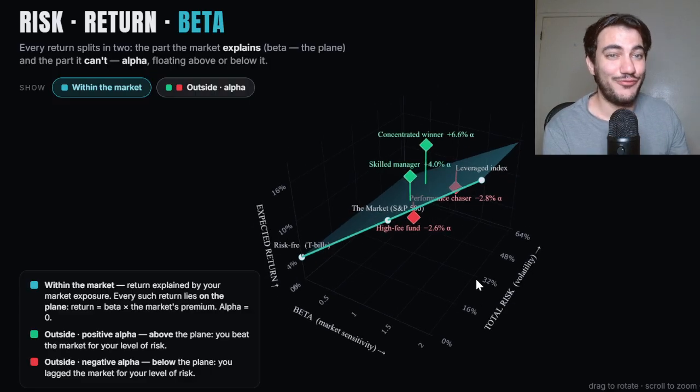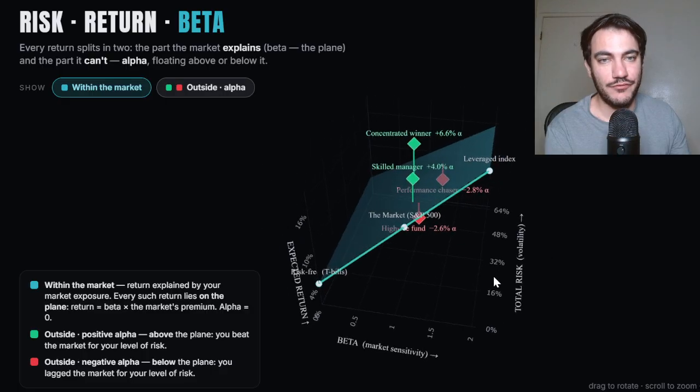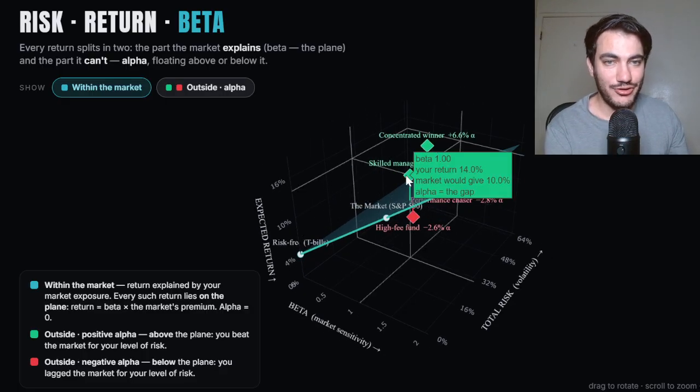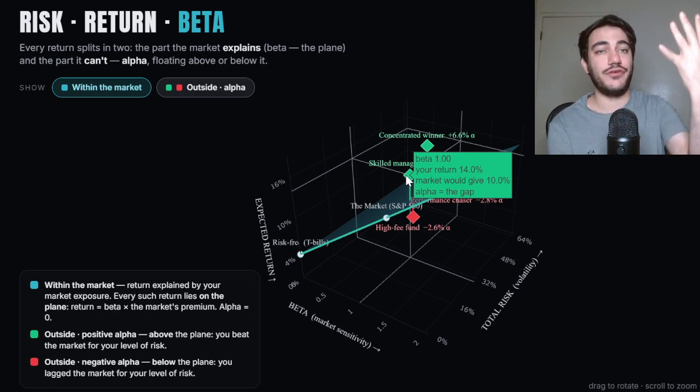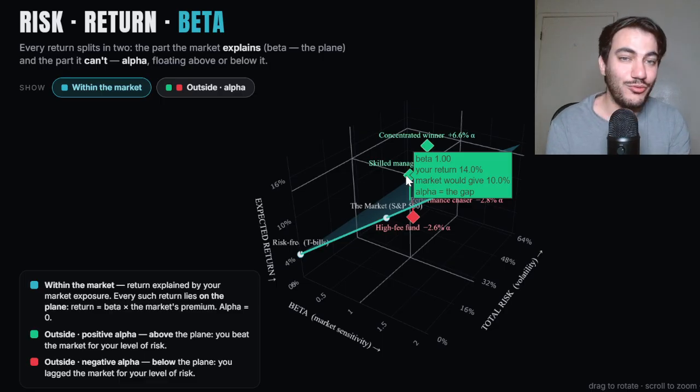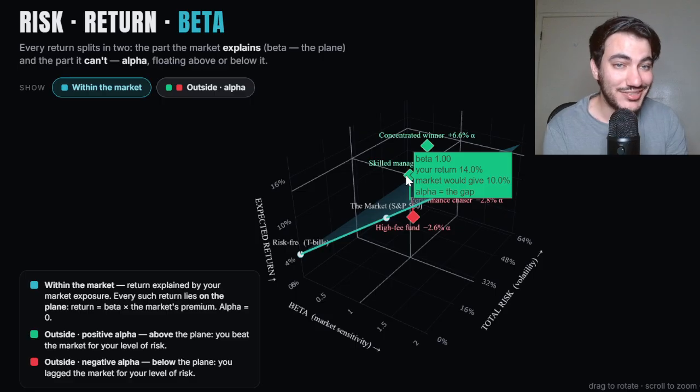Now for the flip side, where everybody wants to be, we have 2 examples here. And these, I think, are very good examples. So a skilled manager, this is, say, like your hedge fund, your successful financial institution, your quant firm. These are the guys that produce alpha. So for example, you take on 1 beta exactly, you take on exactly market risk, but instead of 10%, you get 14%. So you have a 4% alpha. You're beating the market by 4%.